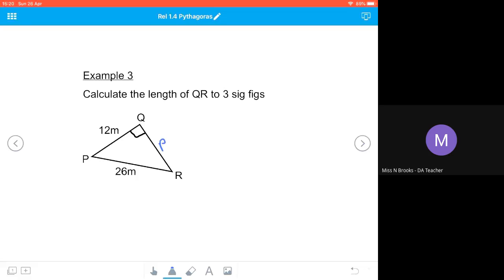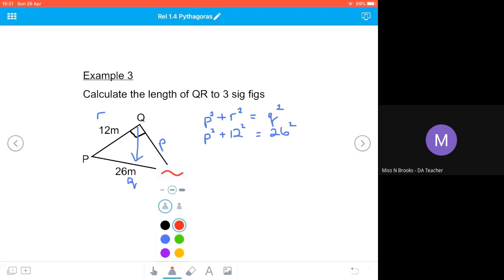Then we've got our other two sides. So our long side is going to be side Q, and so the other short side is going to be side R because it's opposite angle R. So I'm going to write P squared plus R squared equals Q squared using the letters on my triangle. Then I'm going to substitute in my values. So I'm looking for P squared. That's plus 12 squared, and that's going to equal 26 squared.